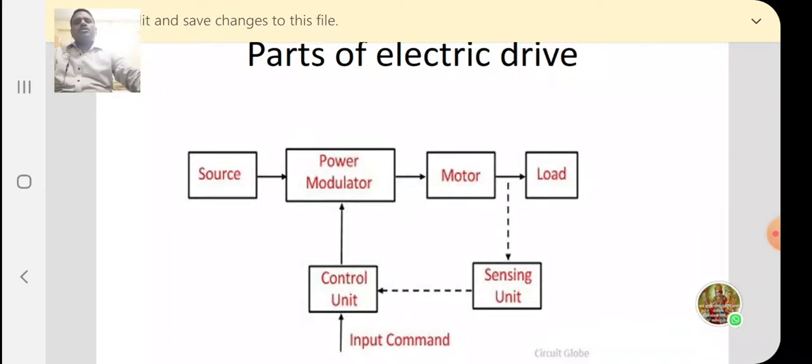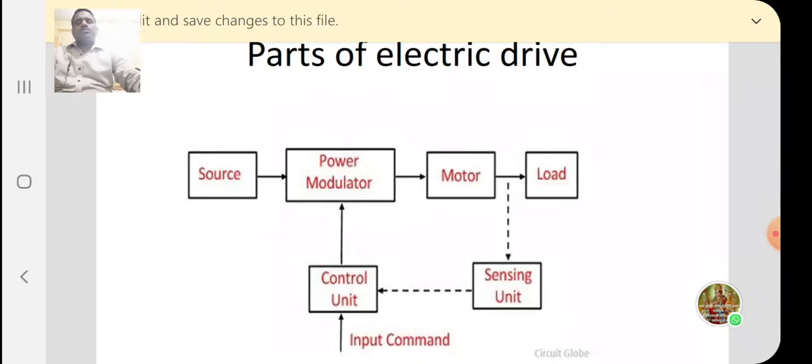Here, another part of the electric drive is the power modulator. The power modulator converts one type of energy into another type of energy. Here we use a DC to DC converter, which is also known as a chopper.